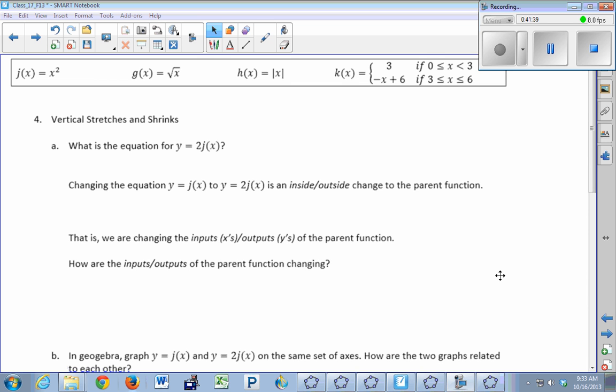All right. So what function are we operating on now again? The parabola is j of x, so what will y equal 2 times j of x look like? What will this look like? 2 what? 2x squared. There we go. So now we're looking at 2x squared.